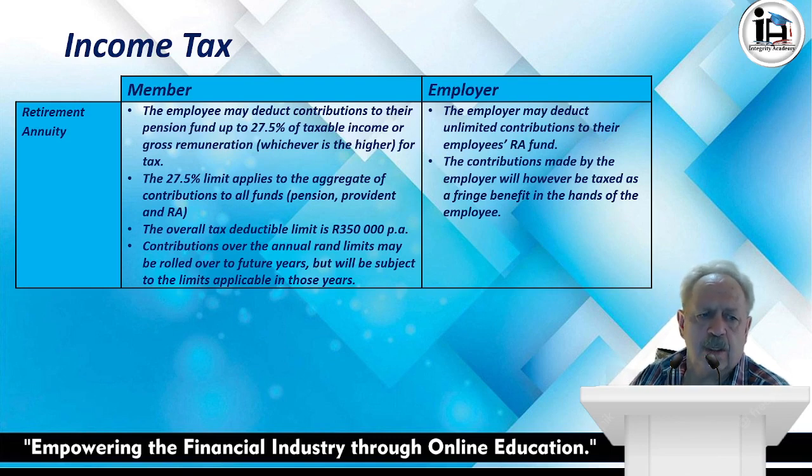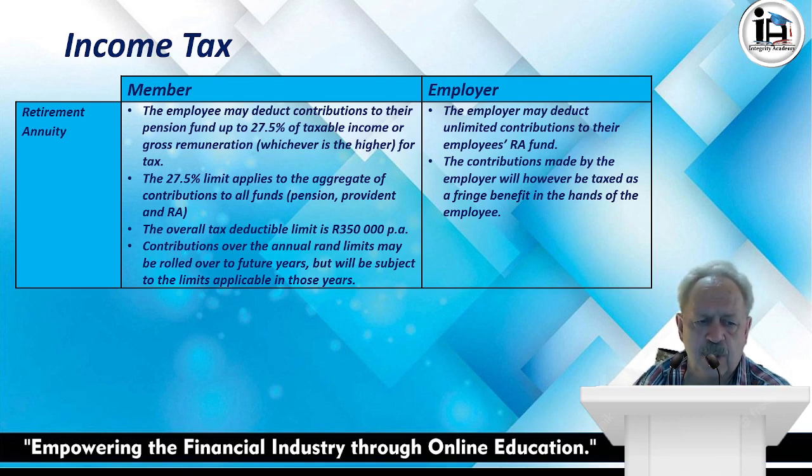Right, if we look at the retirement annuity fund, for the member, the employee may deduct contributions to their pension fund or the retirement annuity fund up to 27.5% of taxable income or gross remuneration, whichever is the higher. The 27.5% limit applies to the aggregate contribution to all funds: pension, provident, and retirement annuity. The overall tax deductible limit is 350,000 per annum, as for the other funds.